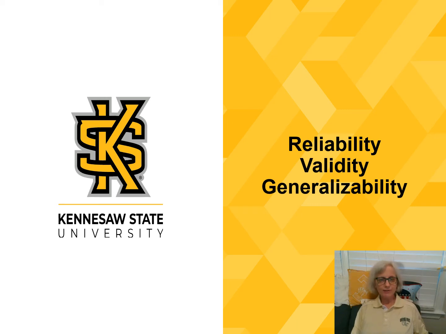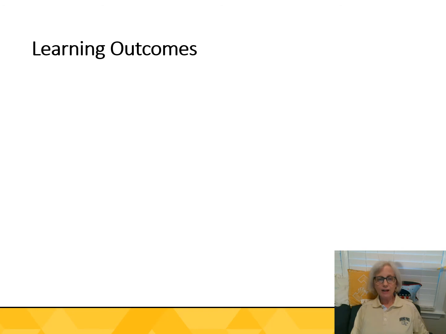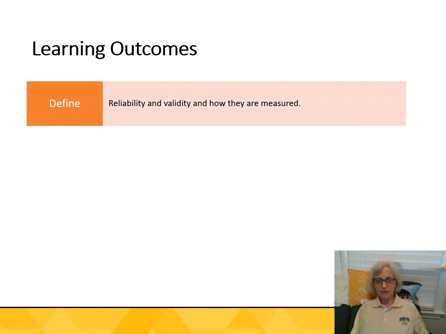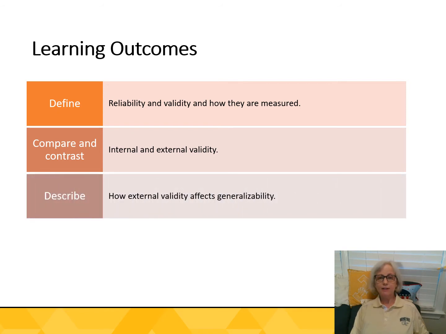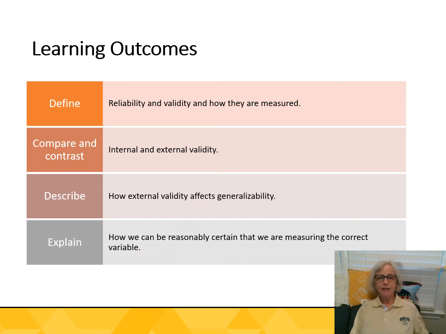When conducting research and when evaluating research that others conduct, you should consider reliability, validity, and generalizability. The learning outcomes include define reliability and validity and how they're measured, compare and contrast internal and external validity, describe how external validity affects generalizability, explain how we can be reasonably certain that we are measuring the correct variable.